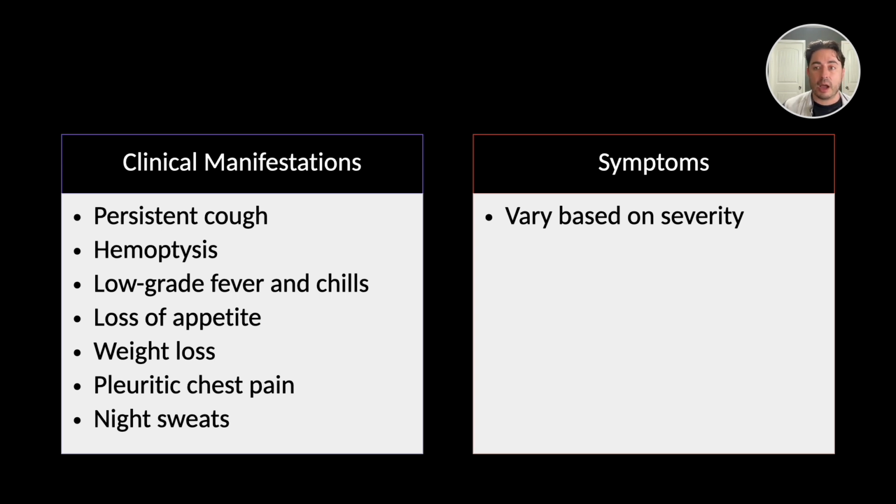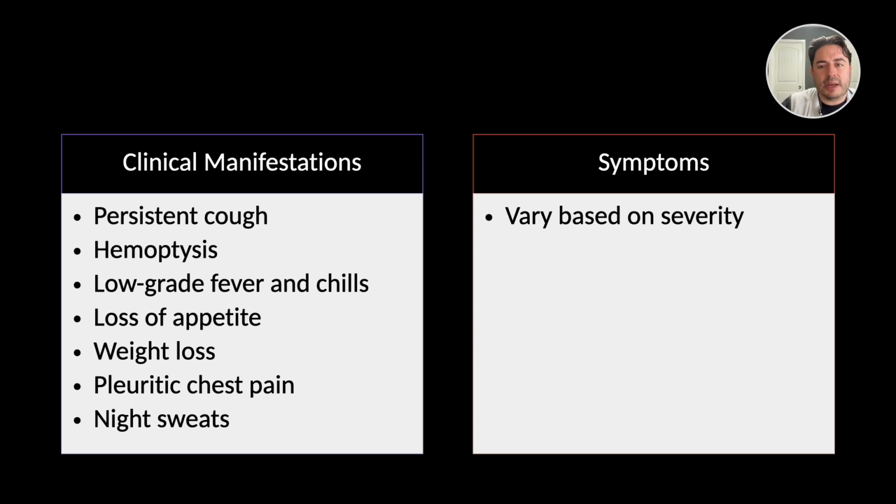But when we look at the clinical manifestations or other signs and symptoms that are associated with TB, they're going to have a persistent cough. This is going to be for 2 to 3 weeks. Hemoptysis, again, circle that, highlight that, underline hemoptysis. Low-grade fever and chills, loss of appetite, weight loss, pleuritic chest pain, and night sweats. So not only do I want you to underline hemoptysis, but also unexpected weight loss and night sweats. These are all big key indicators of TB.